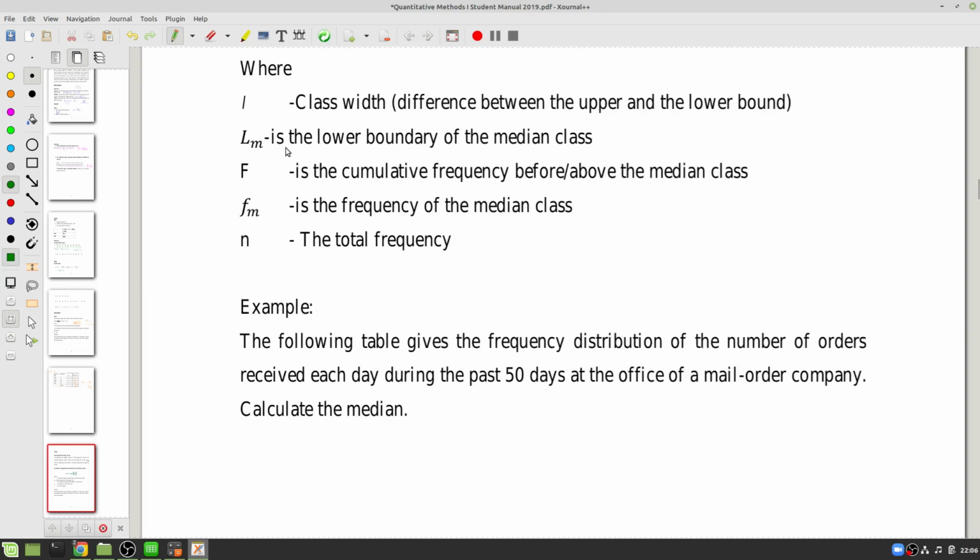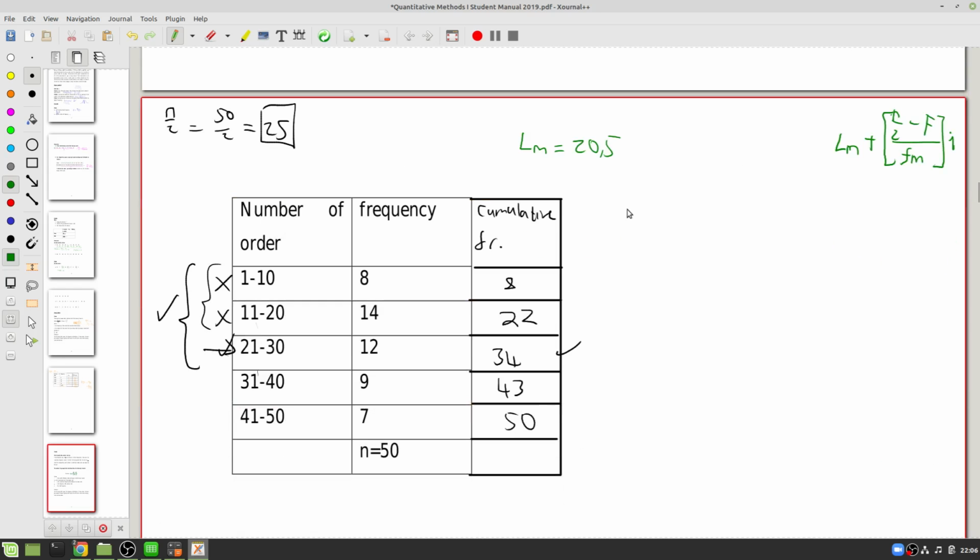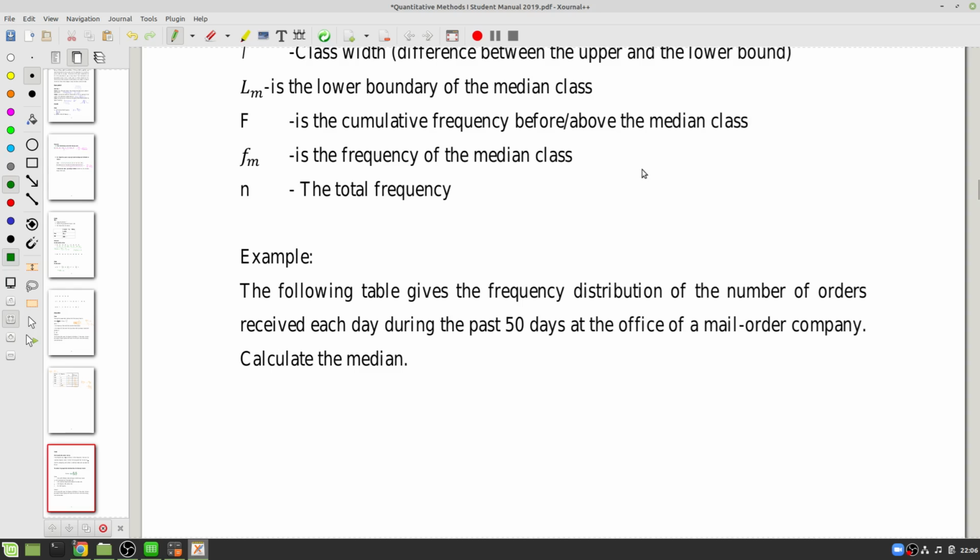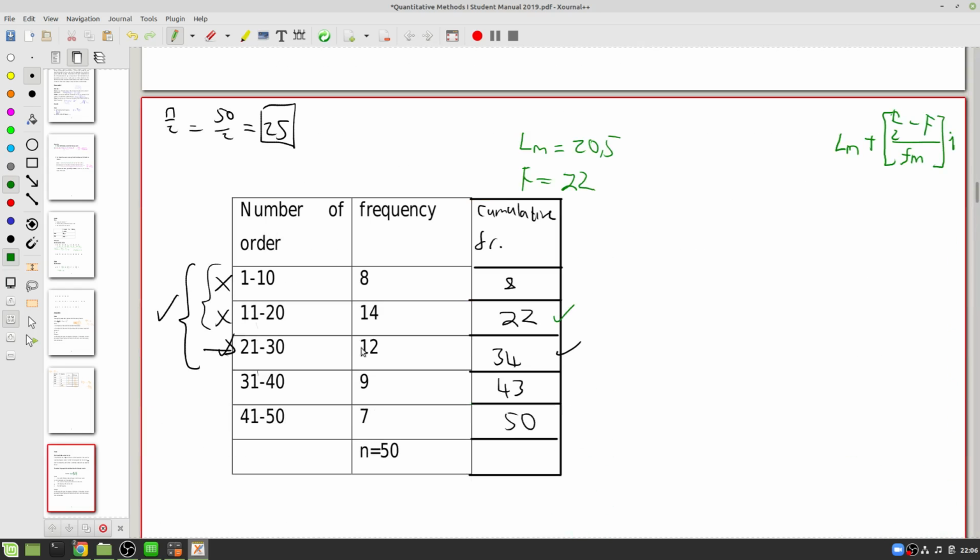What do we have next? We've got the F. That is the cumulative frequency before or above the median class. So F is the cumulative frequency before we get to this class. Before we get to 34, the cumulative frequency was 22. So F is 22. Then we have our FM, the frequency of the median class. What's the frequency of our median class? 12. So FM is 12.